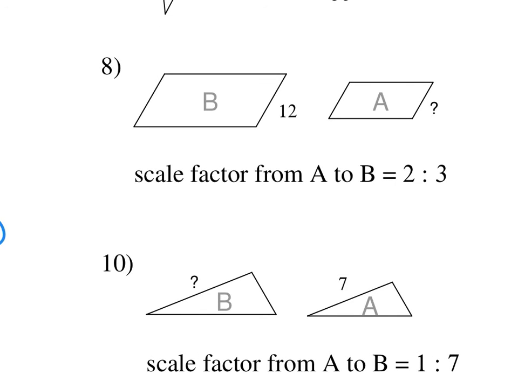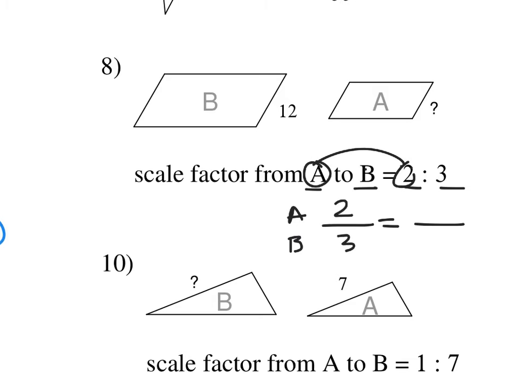Okay, let's look at this one. It says A to B is 2 to 3. So the top's going to be A, the bottom's going to be B. 2 to 3, because the first number is A and the second number's value is 3. So now I got to find the A value up here at the top. Okay, and A goes with the question mark. So that's going to be my x. B goes with the 12, and that's going to be my bottom value.